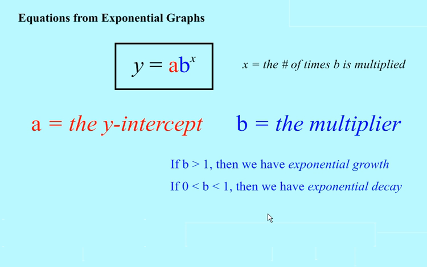There are other special situations, like if b equals 0 or if b equals 1. I'm not going to get into that in this video. We'll talk about that in class. And b, for our purposes, will not be negative. As long as b is positive, we're going to have this exponential growth and decay. All right, let's try some problems.